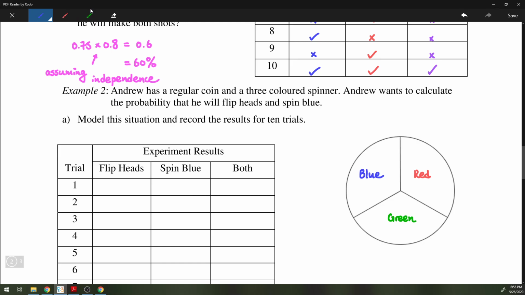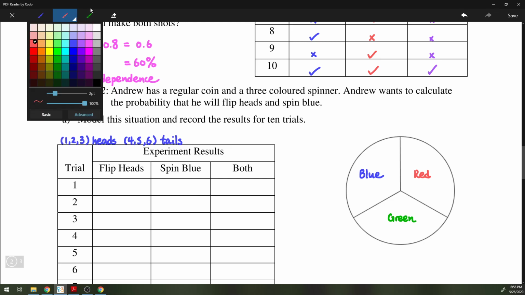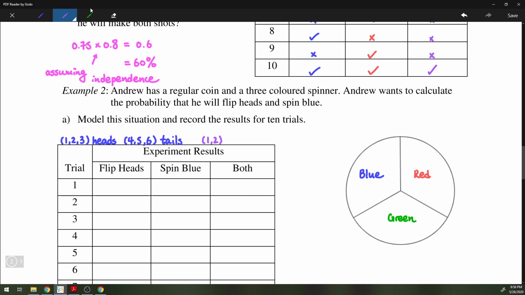use a single die, and then we can say 1, 2, and 3 are heads, and 4, 5, and 6 are tails. So every time we roll a 6-sided die, we simulate a coin flip. So we don't need a coin to do this, but we will need a die. However, we can use the same die for the second part as well. So we can simply say that, let's say here, 1, 2 could be the blue. 3, 4 could be red. And 5, 6 could be green.